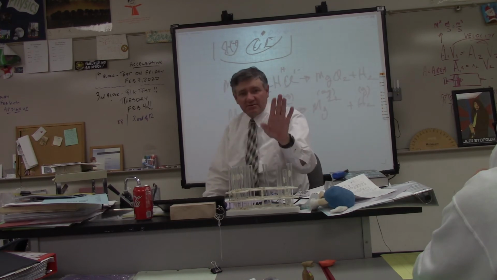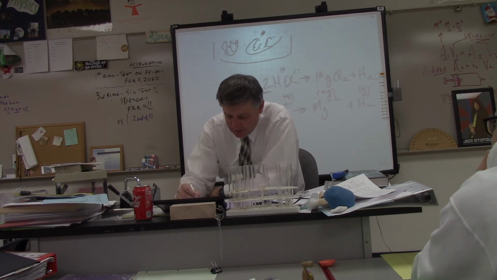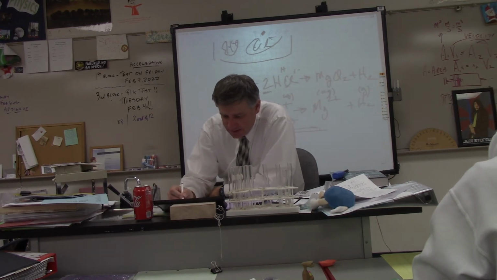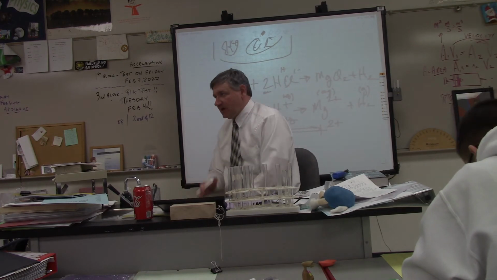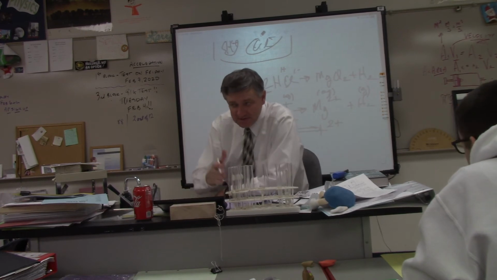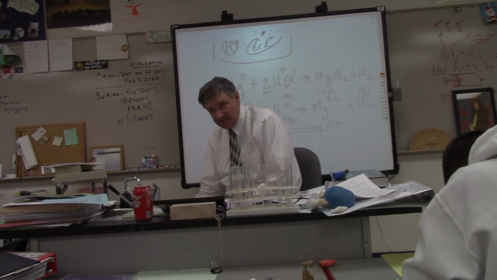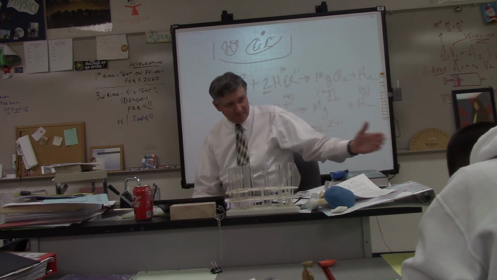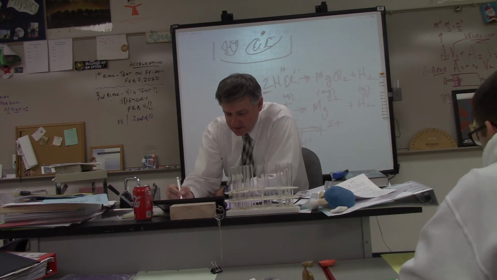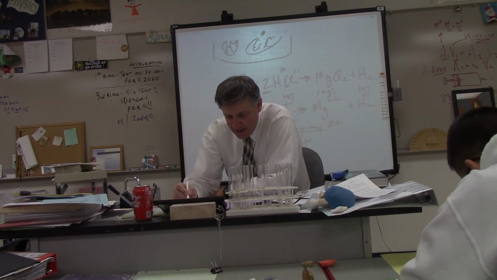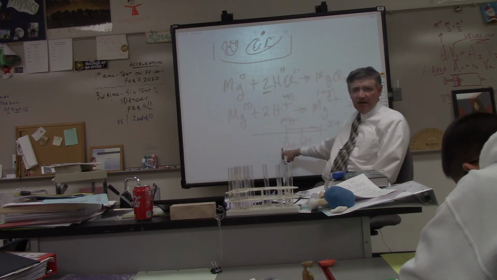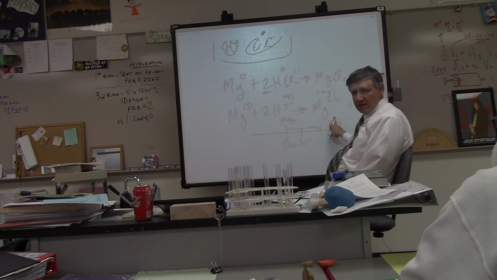Some people like to look at this from a number line perspective. So the magnesium starts at 0 and ends up over there at 2+. It loses electrons, so on the number line it's going to move to the right. Well, if something's going to move to the right on the number line, something has to move to the left. Again, this is just a visual way of looking at it. The hydrogen sits here at 1+ and it's going to end up at elemental. If it gains an electron, it moves to the left. If it loses an electron, it moves to the right.